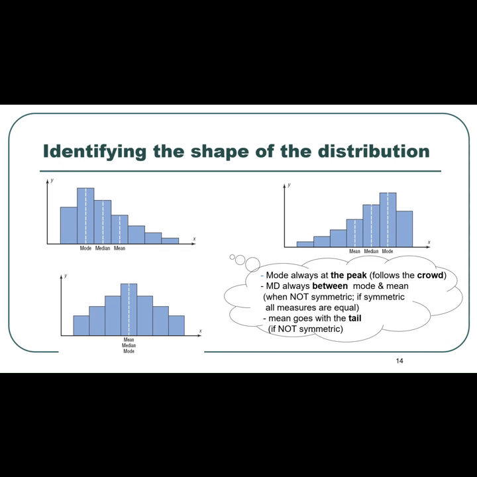So this means the mode is always the peak, which means following the crowd, highest frequency. Median would always be between my two measures if I am not in a symmetric distribution, and the mean goes with the tail if, again, I am not in a symmetric distribution.